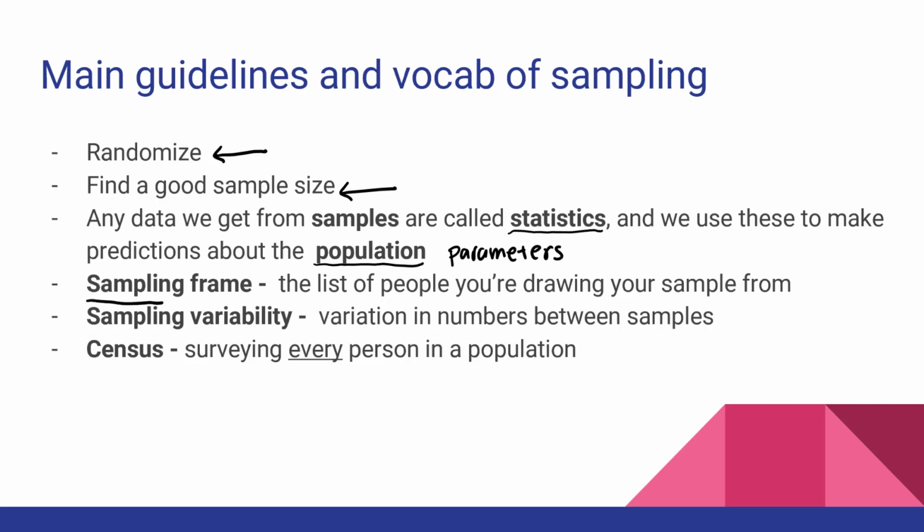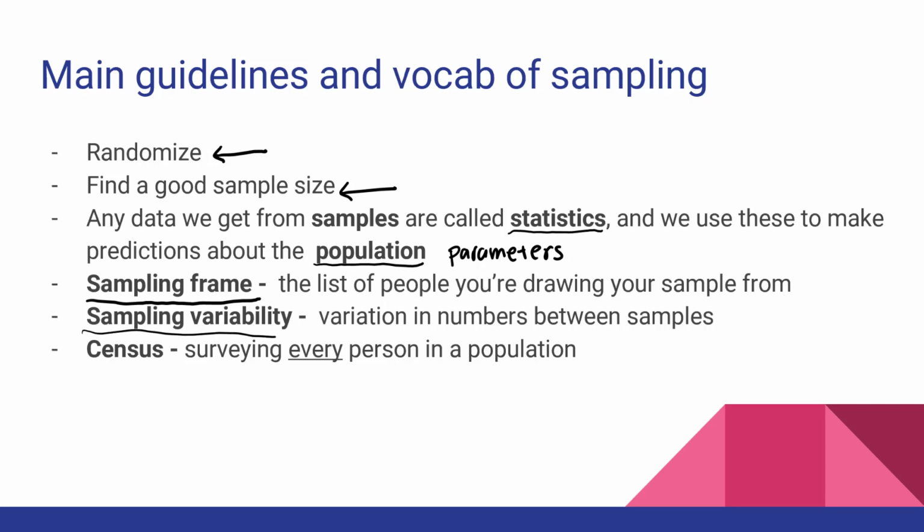Next, we have a word called the sampling frame. So this is the list of people that we're drawing our sample from. So for example, if we take a list, so we could say, oh, these are kind of old, a phone book, and then we go through everyone and we draw some random people to ask, then the phone book is our sampling frame.